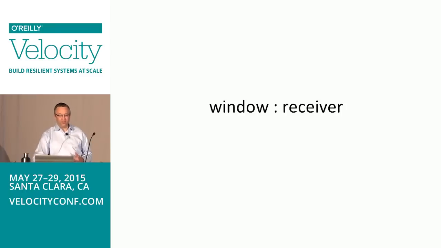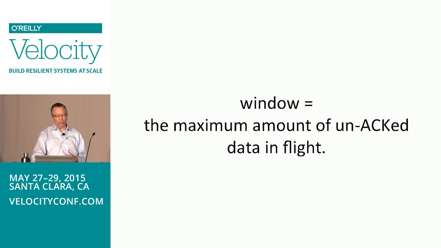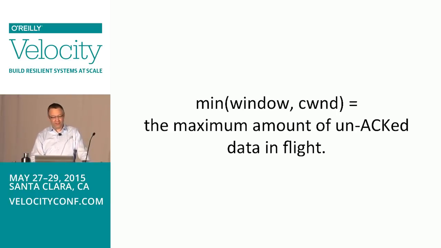So we've already talked about the window that's maintained by the receiver that provides for flow control. But that is not enough, Jacobson observes, and so he introduces another window known as the congestion window, which is maintained by the sender. And before, when I said that the window was the maximum amount of unacknowledged data that can be in flight at any given time, well, now it's the minimum of the regular window and the congestion window that limit how much data you can have on the wire.